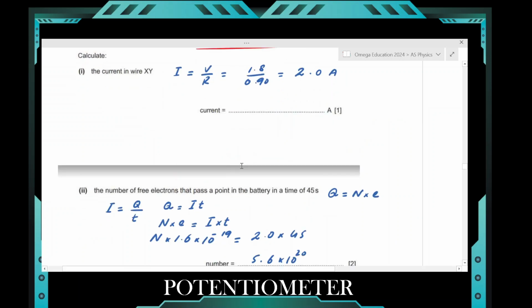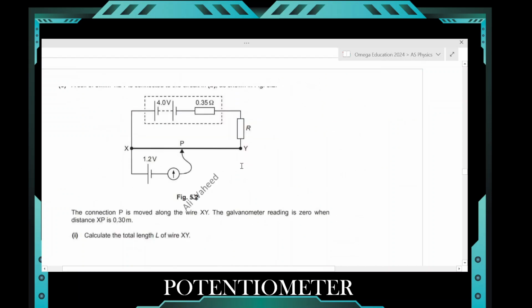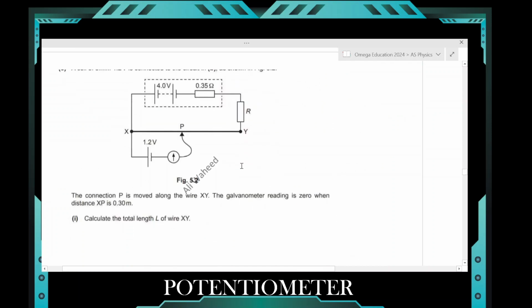So let's move on to the next one, which is a more important one because this is a question on the potentiometer. Matter of fact, it is part C, I think. So in the same circuit, we have now connected another battery, and in this case as well, the EMF of that unknown battery is given. But the question is, what is the total length of the wire? That needs to be found out.